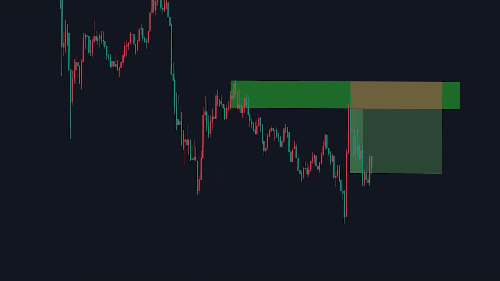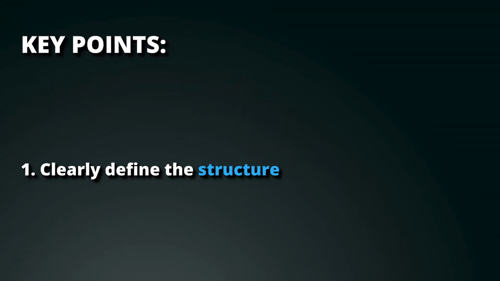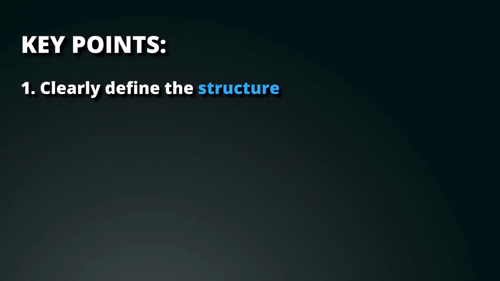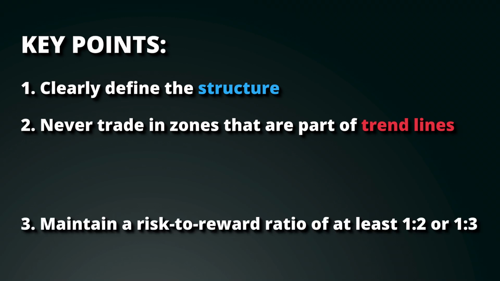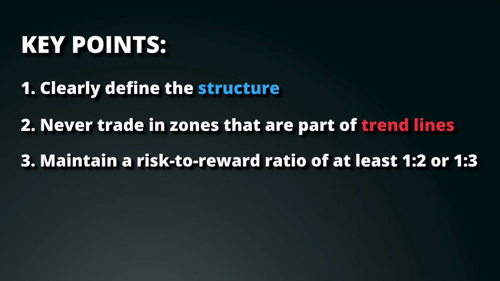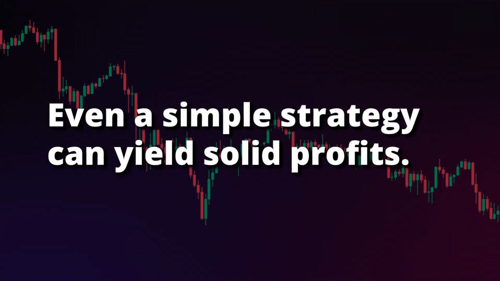For successful implementation of this system, we've outlined a few key points. Clearly define the structure. Don't mistake genuine structural points for mere local extremes. Never trade in zones that are part of trend lines. Always maintain a risk-to-reward ratio of at least 1 to 2, preferably 1 to 3. Be patient. Sometimes you might have to wait hours or even days for the price to reach your zone. Even a simple strategy can yield solid profits.